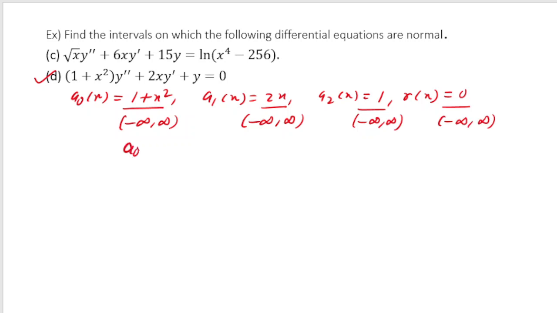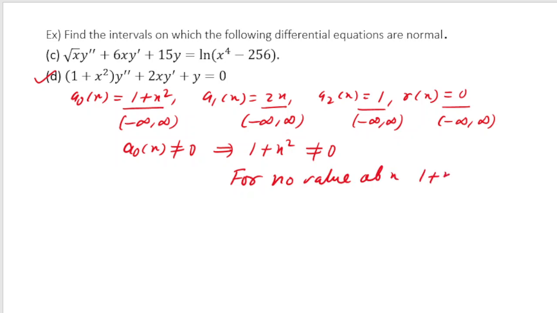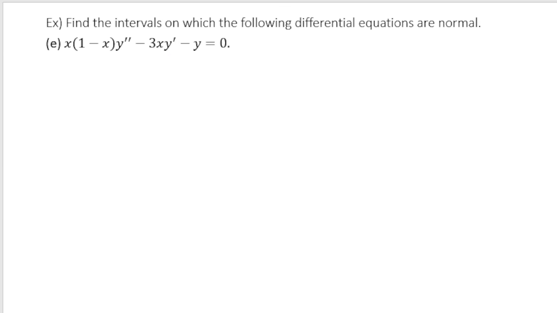But a naught x should not be equal to 0. So a naught x should not be equal to 0 means what? Here clearly 1 plus x square is never equal to 0. For no value of x is 1 plus x square equal to 0, right? Means we do not have to exclude any point. So this differential equation is normal in the whole interval, that is -infinity to infinity, because 1 plus x square can never be equal to 0, right? Let us take the last problem.